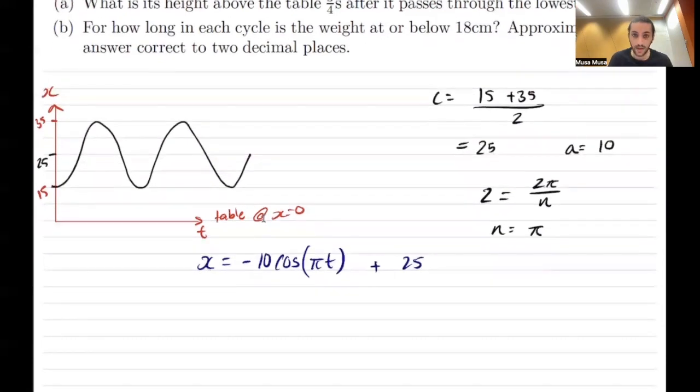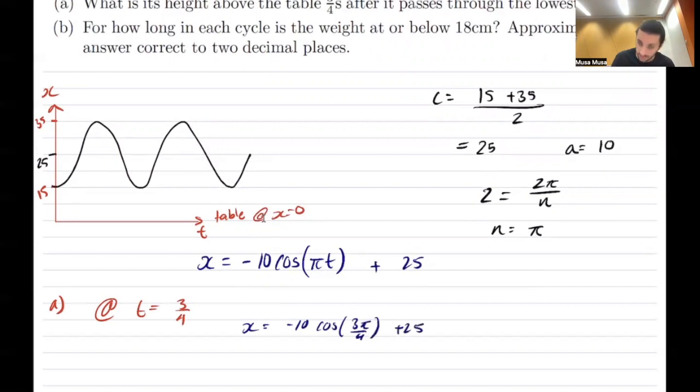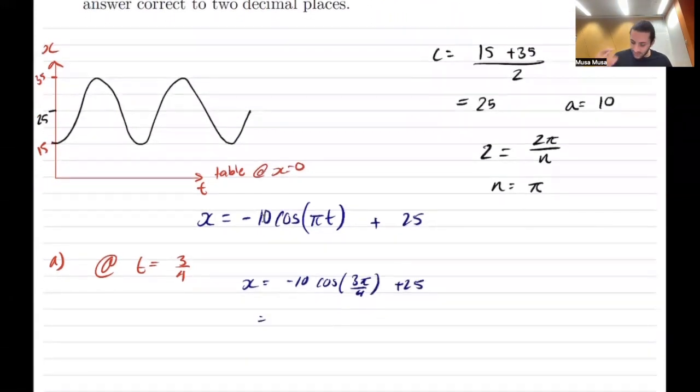Because we're good. Now, what do we want to do? We just want to find what happens at t equals 3/4. So I guess we're subbing that in. So part A, at t equals 3/4, x equals minus 10 cos of 3 pi on 4 plus 25. What does that equal? Cos of 3 pi on 4 is negative 1 over root 2, which is negative root 2 over 2. So it's negative 10 times negative root 2 over 2 plus 25. So then that's 25 plus 5 root 2.